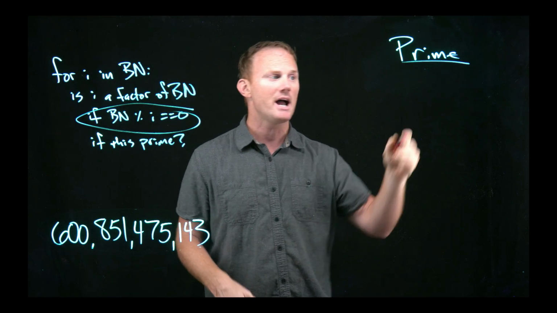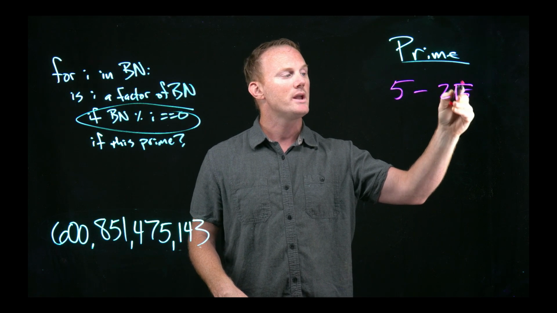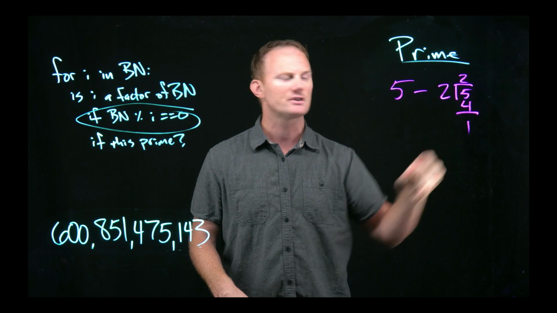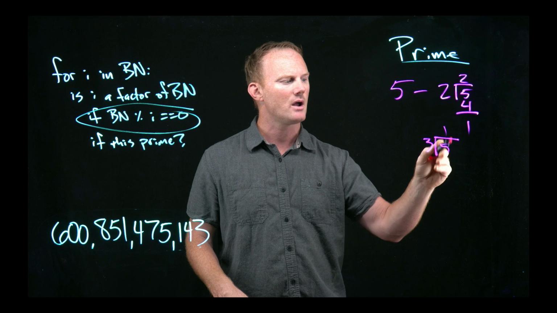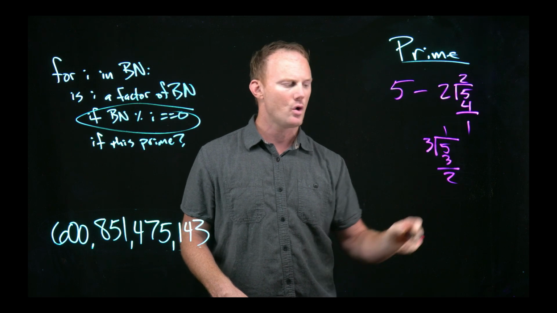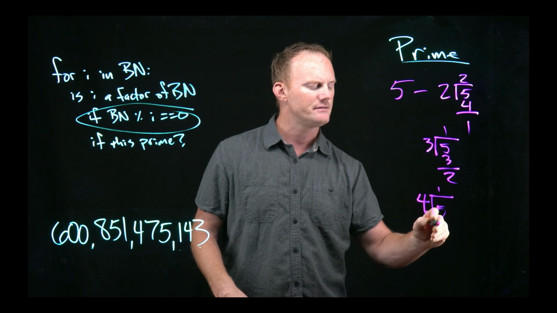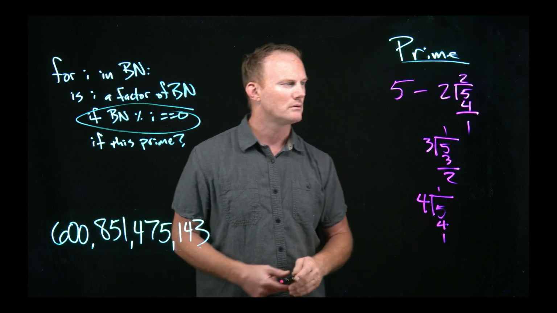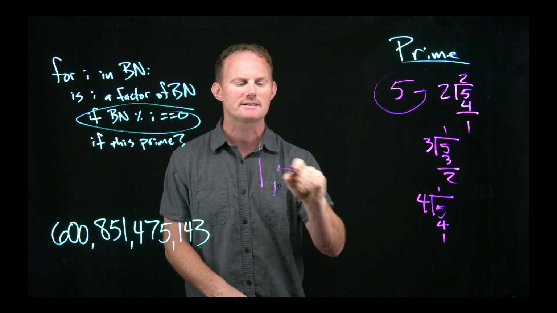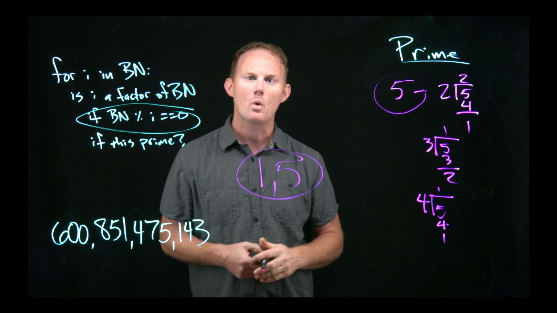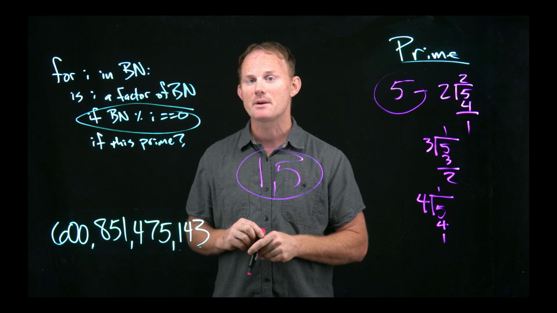What about the number 5? Well, can we divide 2 into 5 evenly? We cannot. 2 times 2 is 4. That leaves us 1 left over. Can we divide 3 into 5? We cannot. 1 times 3 leaves 2 over. And we cannot divide 4 into 5. That leaves 1 left over. Okay, so that means 5 has only itself and the number 1, which makes it prime. So that's how we're going to figure out if something is prime.